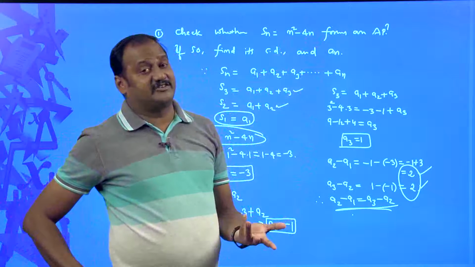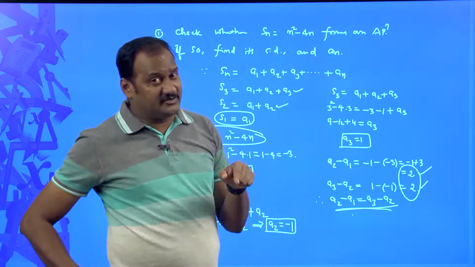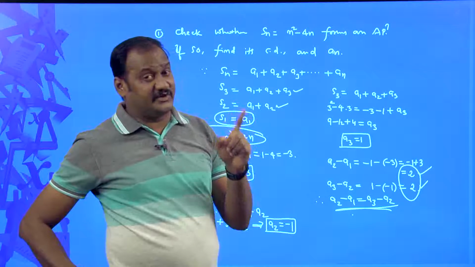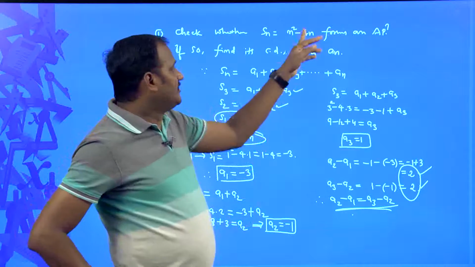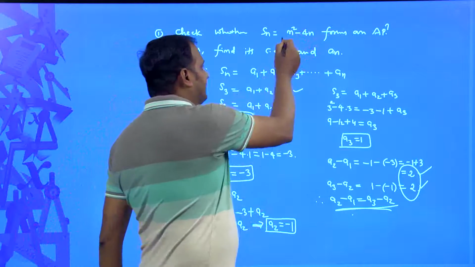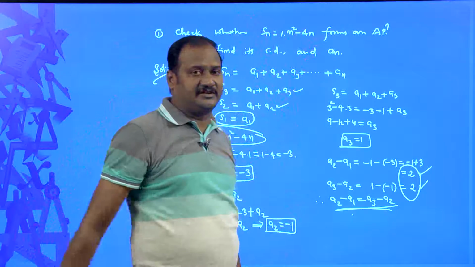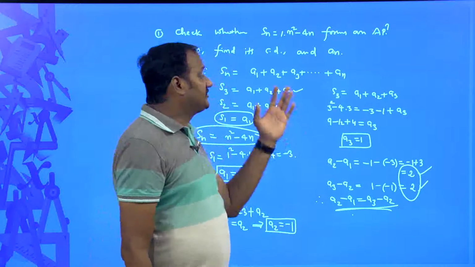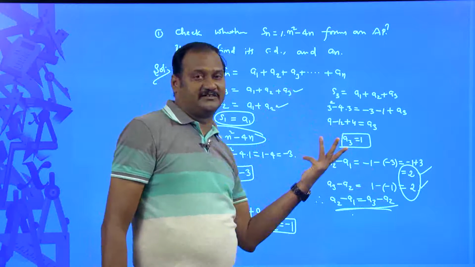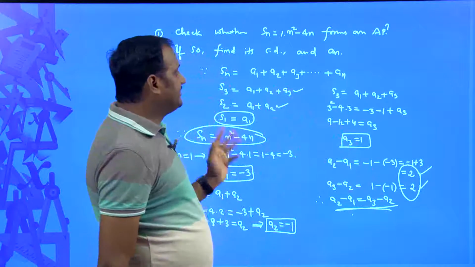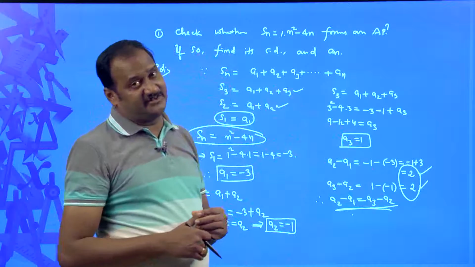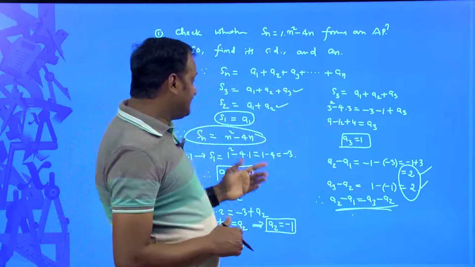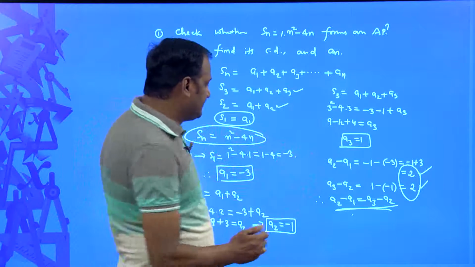And what is the common difference? Common difference would be twice the coefficient of n square. Coefficient of n square is equal to 1 here. So, twice the coefficient of n square means 2 times 1, which is equal to 2. 2 is the common difference. So, with the help of this, you can easily find out the nth term of the arithmetic progression by taking a as well as the common difference.